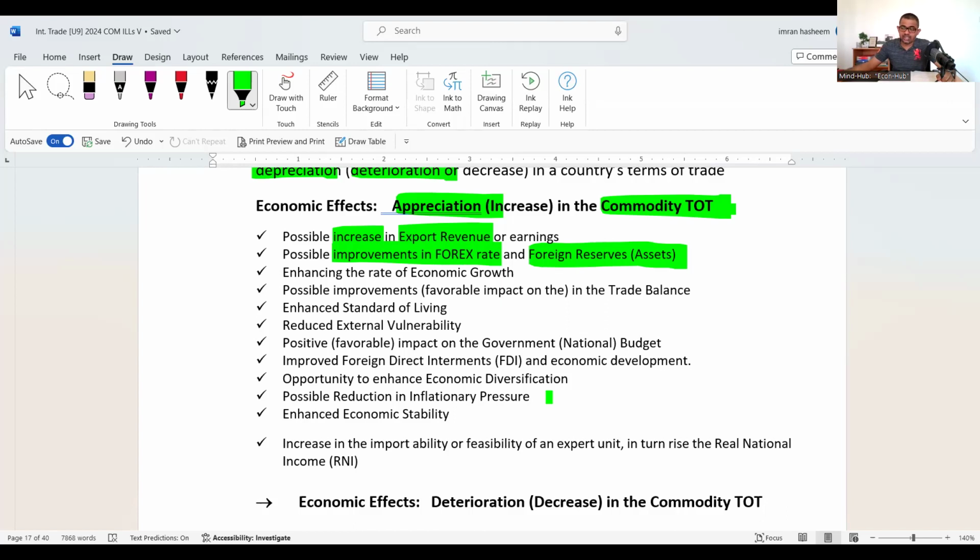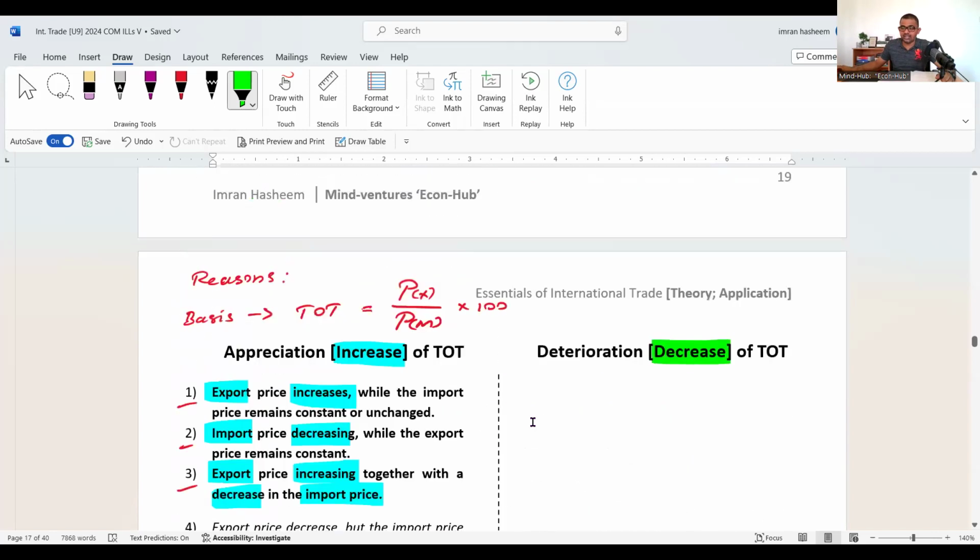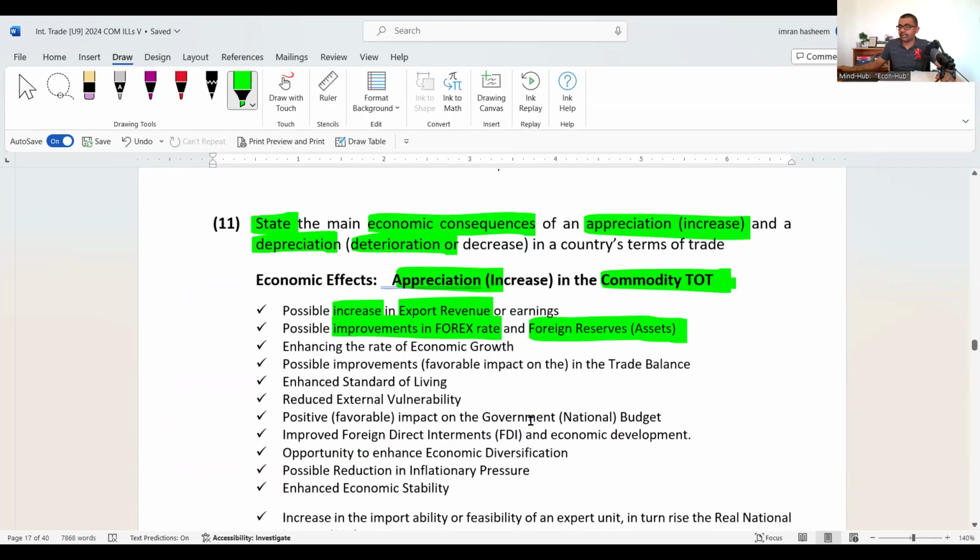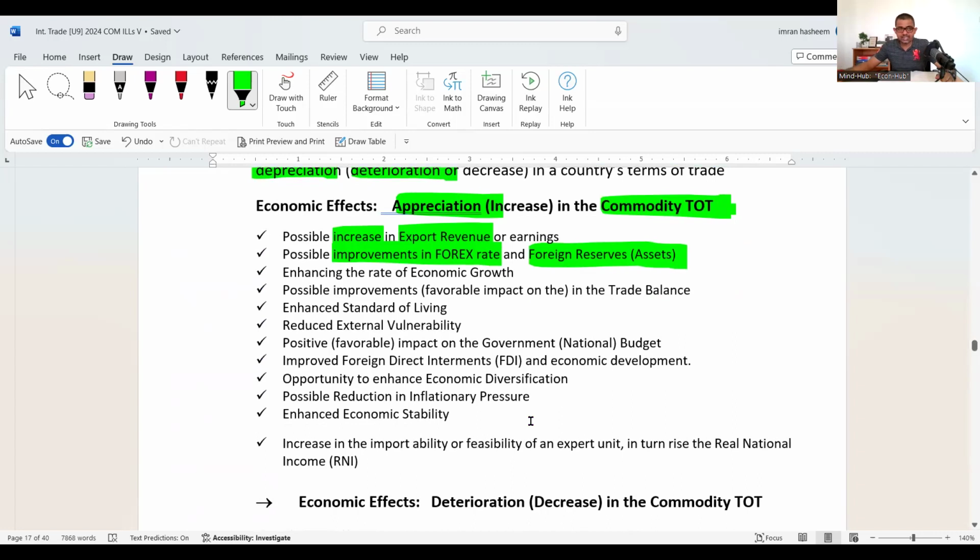So if terms of trade has improved, that has a favorable impact because we get more for our exports, a higher price for our exports, and we pay less for our imports. That's the general meaning of improvement in terms of trade. Remember, export prices increase, import prices decrease. That's what we realized in the previous area. Okay, right. Please stop and ask if you don't understand something that I'm explaining.